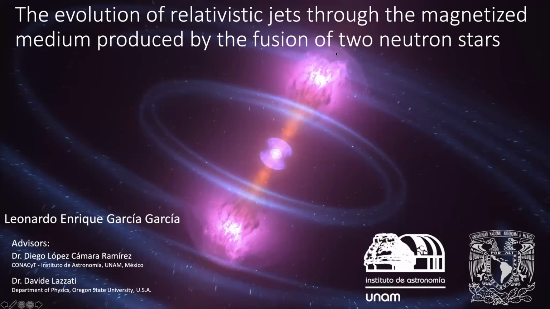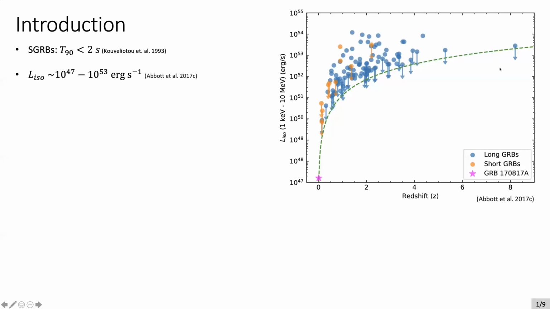Okay, thanks. So, hi again. My name is Leonardo Garcia, and today I'm going to present this work that I am researching during my PhD. It's called the evolution of the relativistic jet through the magnetized medium produced by the fusion of two neutron stars. My advisors are Diego Lopez Cámara and David Lazzati. So let's start with this.